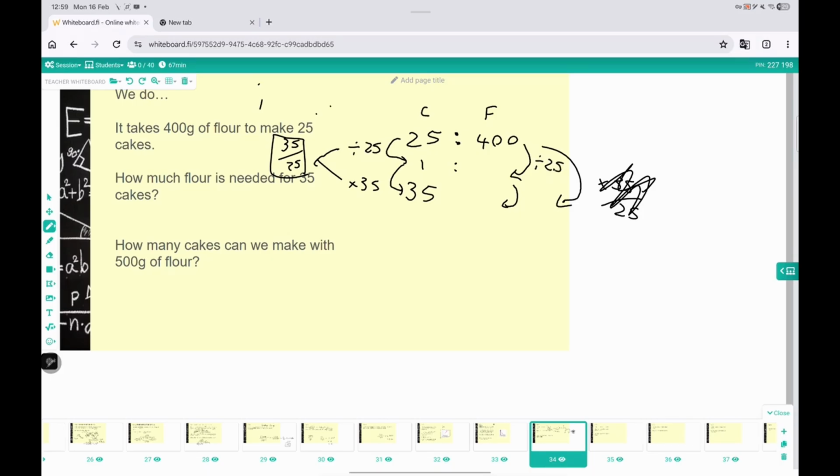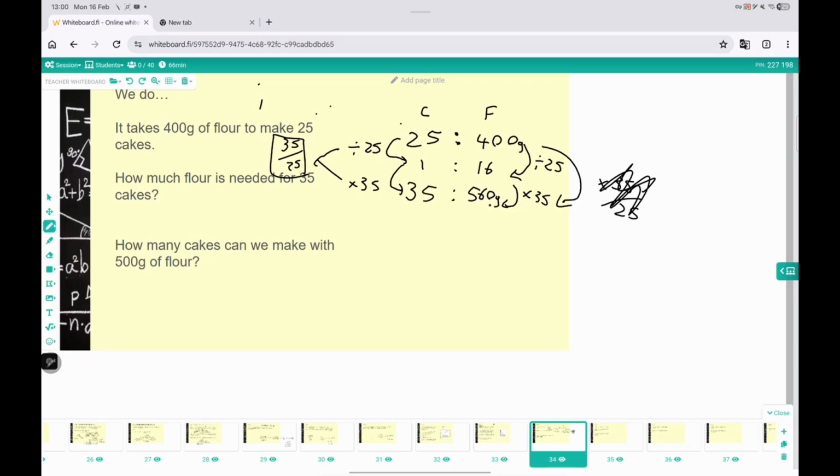Okay, so 400 divided by 25, I've got no clue, I think it's 16. It is 16. Okay, and then if we need to do times by 35 to get from 1 cake to 35, then we need to times by 35 to get from 16 grams to how many grams is required for 35. Yeah, we've got to do the same thing both sides. So if I do 16 times 35, I get 560 grams.